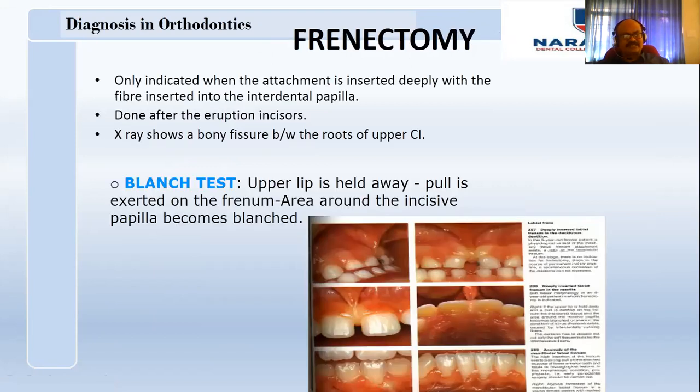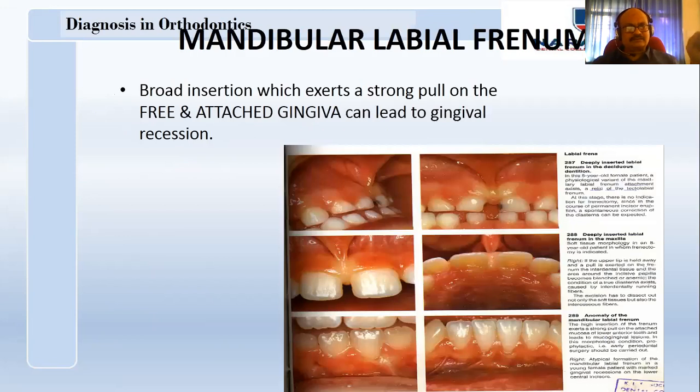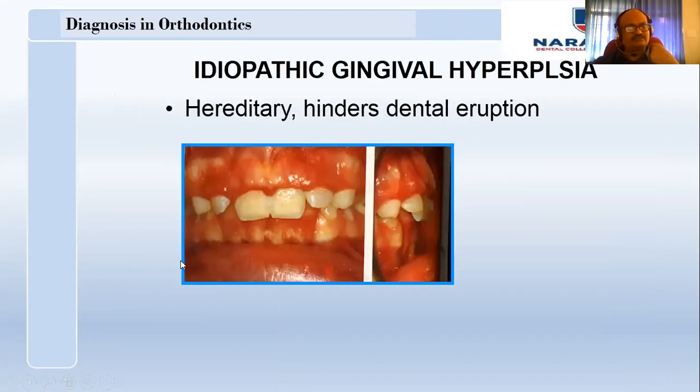In such cases, you have to cut this frenum. This is called frenectomy. Otherwise, the space between the upper incisors won't close. Even if it closes, it won't stay for a long time; it tries to come back. Sometimes, just like in the maxilla, frenal attachments also occur in the mandible, which have to be released.